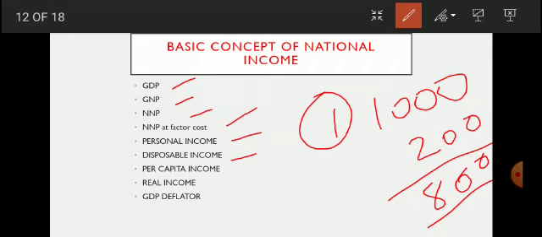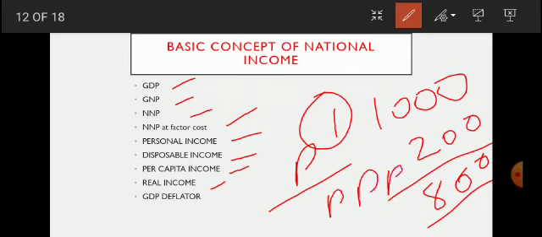Okay, next, per capita income. Per capita income is nothing but national income divided by population. Okay, national income divided by population is known as the average income. Okay, the average income of the country. Next, real income. Real income is nothing but PPP, purchasing power parity.